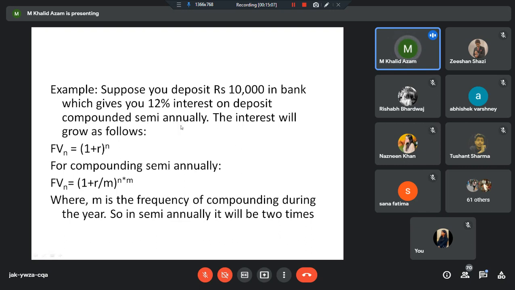If it is quarterly, then the rate will be divided by 4 and the period will be multiplied by 4. So if it is for 1 year, that will become to the power 4. And if the rate is, for example, 12% or 16%, it is going to be divided by 4. If it is 12%, then it will remain only 3%. So the rate will be divided by 4 in case of quarterly, and the period will be multiplied by 4, where m is the frequency of compounding during the year. So in semi-annually, it will be 2 times calculation.